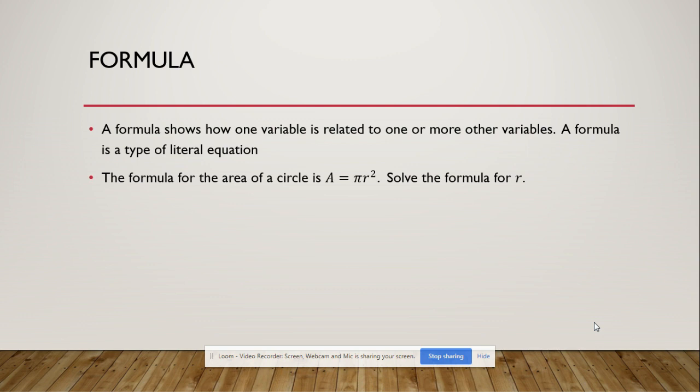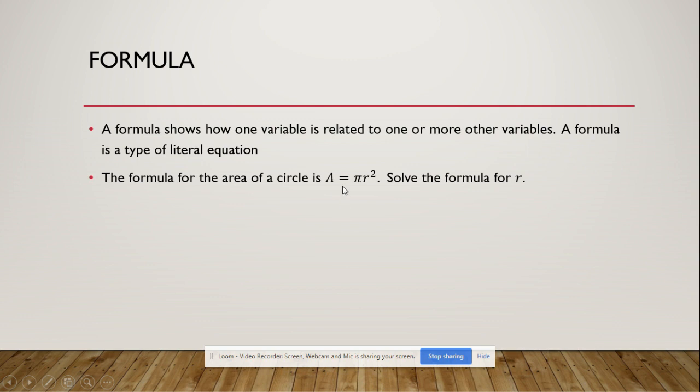For example, this formula that we've got at the bottom, A is equal to pi r squared, is the area of a circle. It's a formula that tells us how the radius is related to the area. The way the radius is related, you take the radius, multiply it by itself, then multiply by pi, and that's what the area is. Now we're going to solve this one for r.